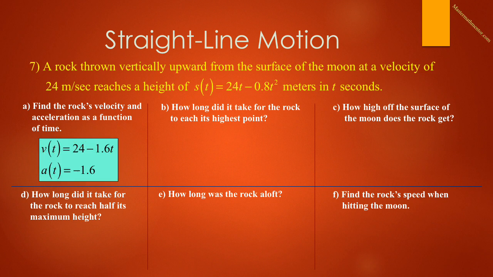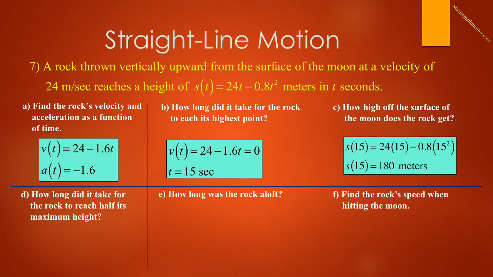A asks to find the rock's velocity and acceleration as a function of time. So v of t is equal to 24 minus 1.6t, and a of t is equal to a constant negative 1.6. Question B asks how long did it take for the rock to reach its highest point? We take v of t and set it equal to 0. So 24 minus 1.6t equals 0, and t is equal to 15 seconds.